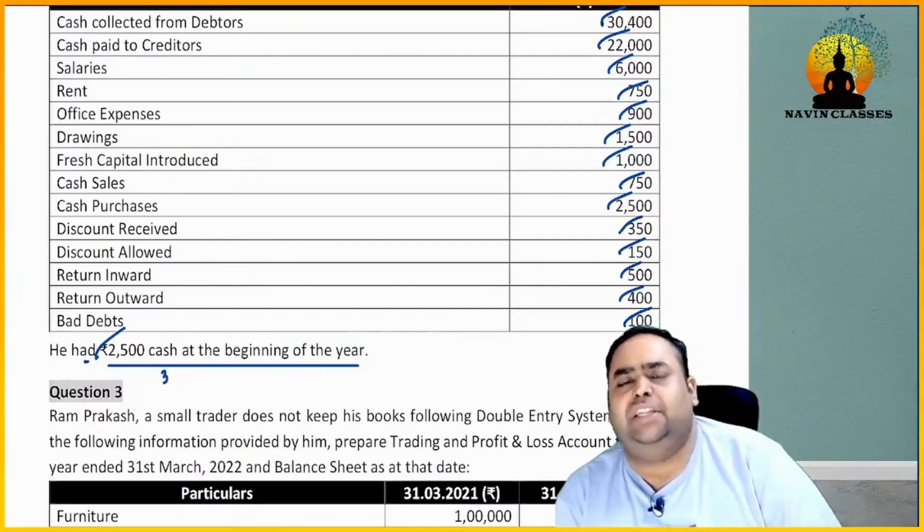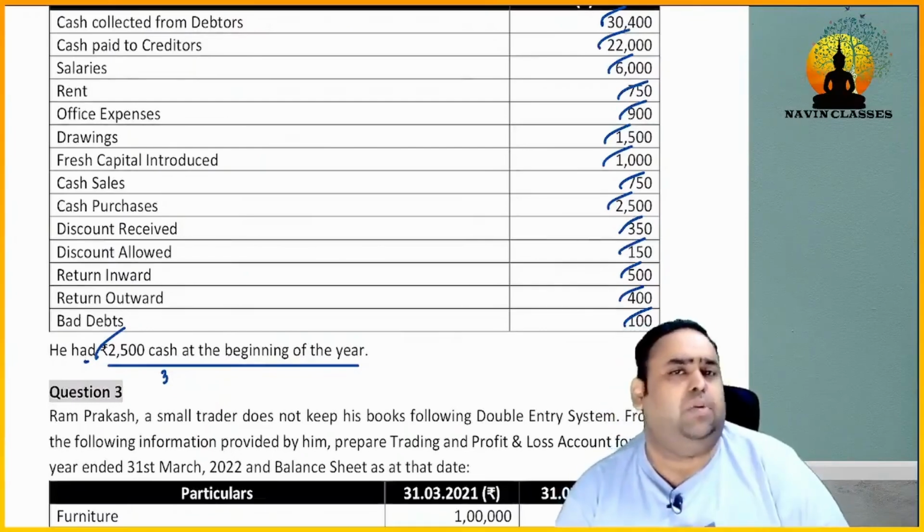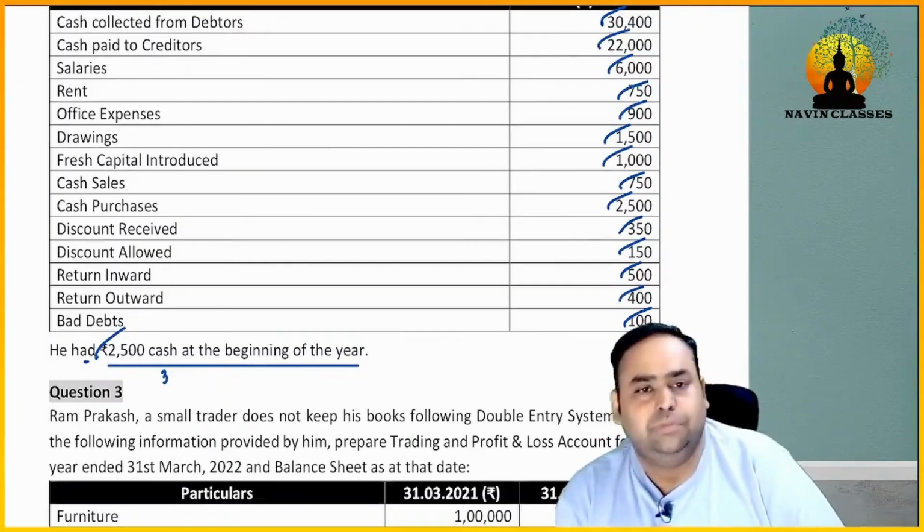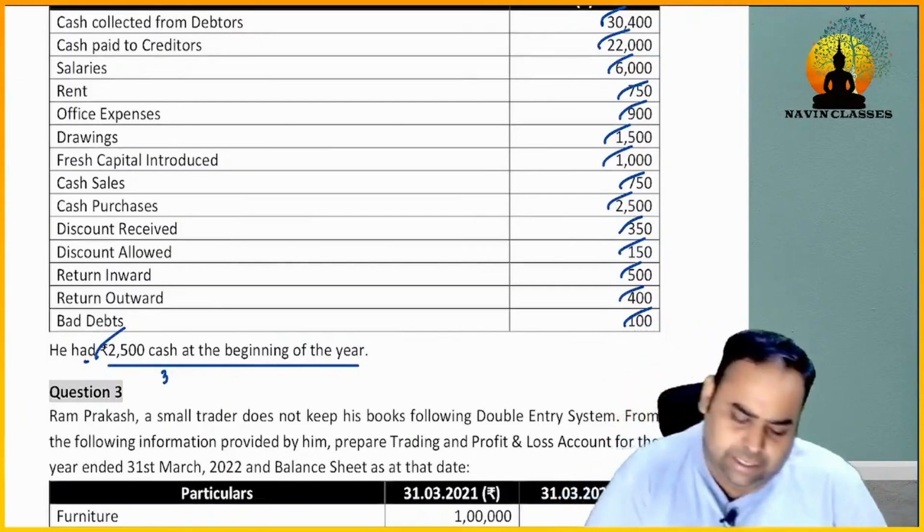We are creating the ledger account and the final account simultaneously. We are doing accounting and also preparing final accounts. Done. So are there any doubts? Now we will start.